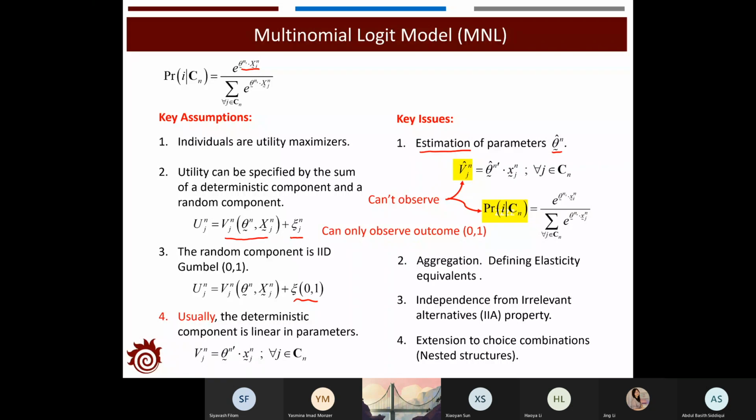And now the next thing we have to think about is the aggregation features. What's the elasticity of the probability with respect to the variables that we apply to estimate the deterministic component. And we also want to explore the independence from irrelevant alternatives property, and the extensions to more complicated situations, namely the development of nested structures. So let's first explore the aggregation.